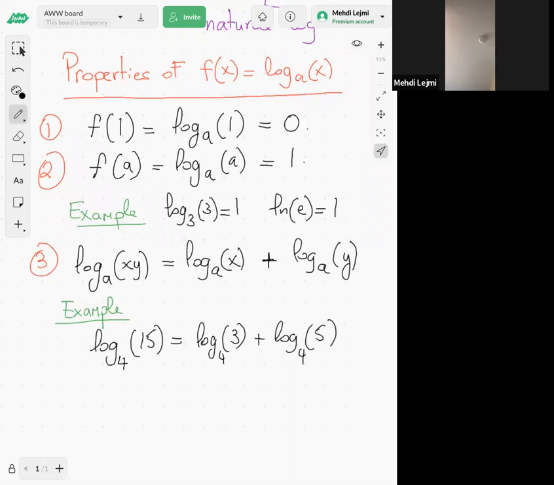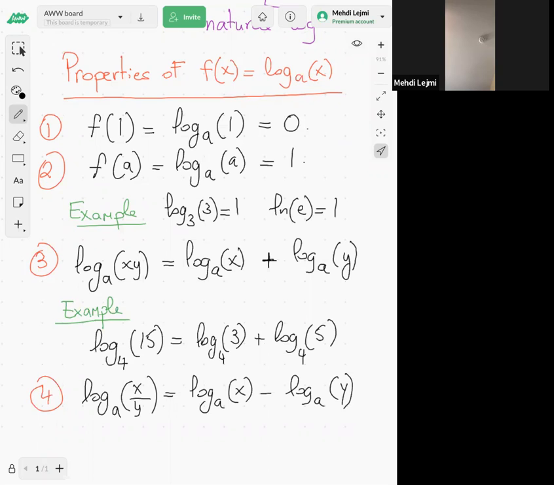Now you may ask, what about division, log of x over y? This is number 4. If you have log of x over y in base a, then that will be the difference between the two logs. So that's the log in base a of x minus the log in base a of y.